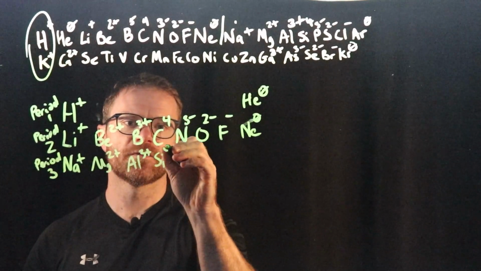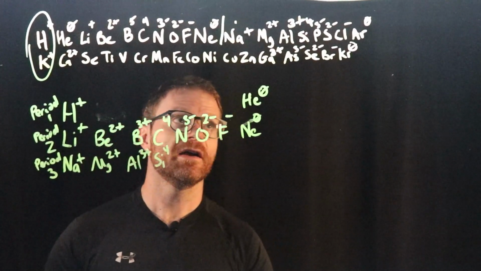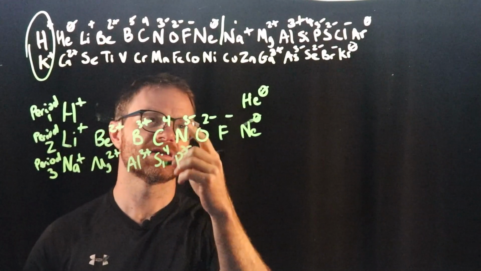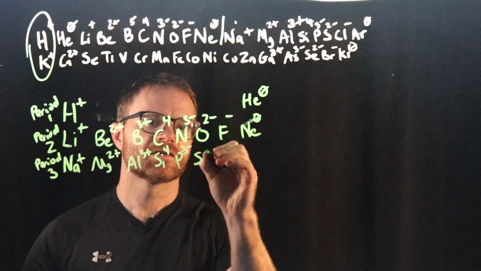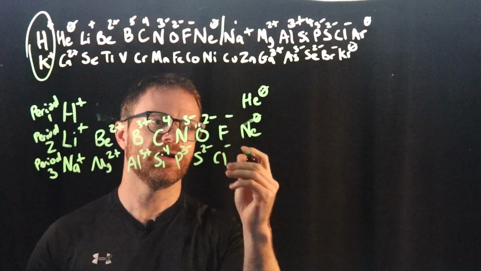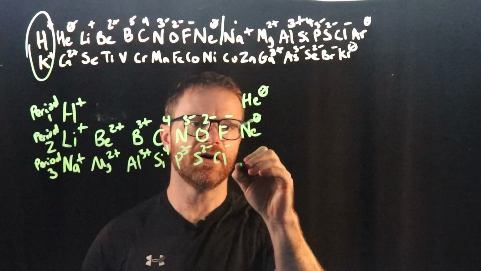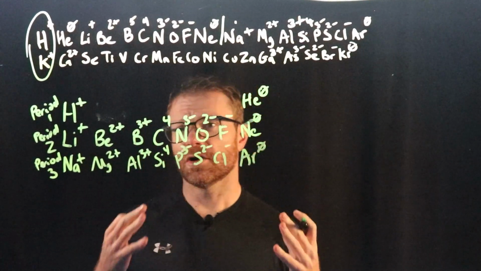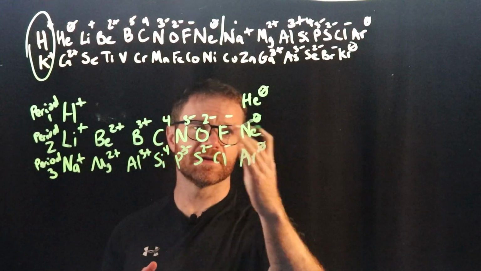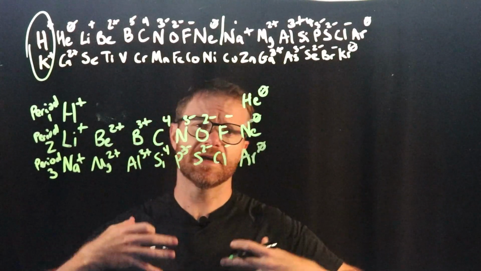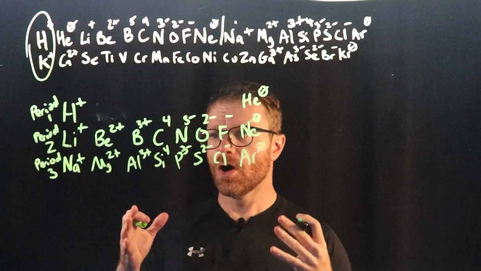Silicon forms 4 bonds but doesn't form any sort of ion. Perfect. Phosphorus, 3-, excellent. Lines up with nitrogen. Sulfur lines up with oxygen with a -2 charge. Chlorine and fluorine both have -1 charges. And argon also has a charge of 0. It doesn't form any anions or cations. It's totally stable all by itself because it has 8 out of 8 valence electrons.